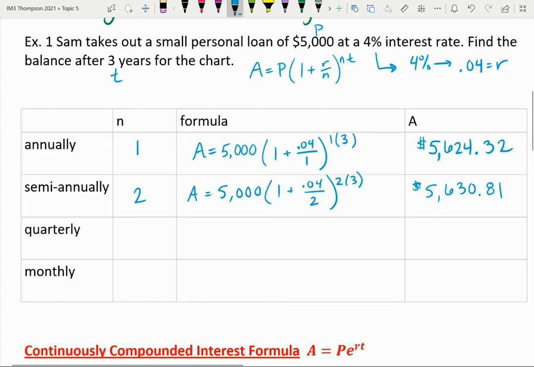So I'm going to pause, and I would like you to do quarterly and monthly, and then just kind of look at the trend of what happens to A. So take a couple moments, compute the total amount for quarterly and monthly, use your order of operations, practice with your calculator, and then we can check together.